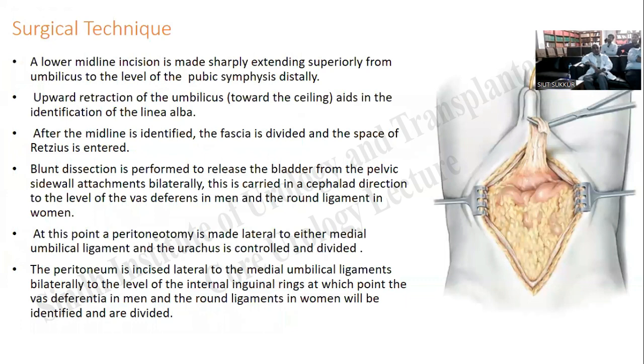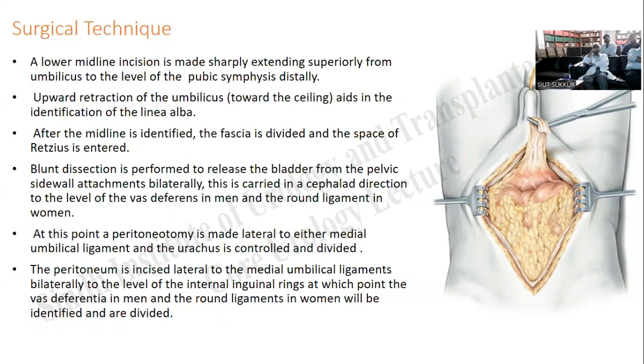Surgical technique. A lower midline incision is made sharply, extended superiorly from the umbilicus to the level of the pubic symphysis distally. Upward retraction of the umbilicus toward the ceiling aids in the identification of the linea alba. After the midline is identified, the fascia is divided and the space of Retzius is entered. Blunt dissection is performed to release the bladder from pelvic side wall attachments bilaterally. This is carried in a cephalad direction to the level of the vas deferens in men and round ligament in women.